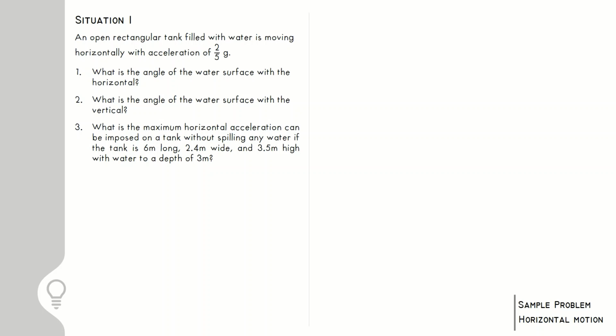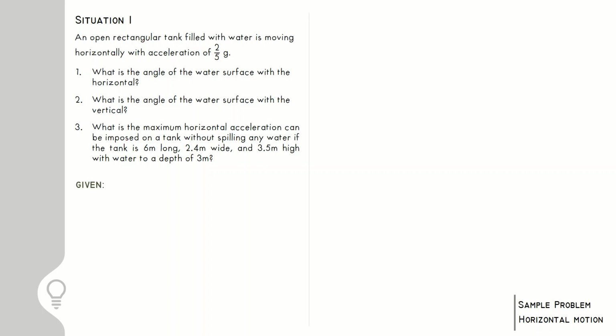For horizontal acceleration, we have the first situation. An open rectangular tank filled with water is moving horizontally with an acceleration of 2/5 of the acceleration due to gravity. What is the angle of the water surface with the horizontal? What is the angle of the water surface with the vertical? What is the maximum horizontal acceleration that can be imposed on a tank without spilling any water if the tank is 6 meters long, 2.4 meters wide, and 3.5 meters high with water to a depth of 3 meters?